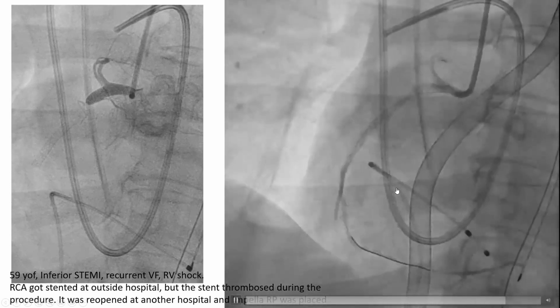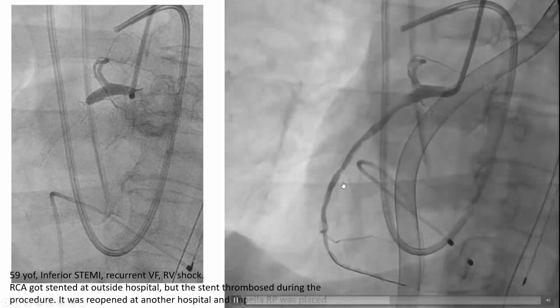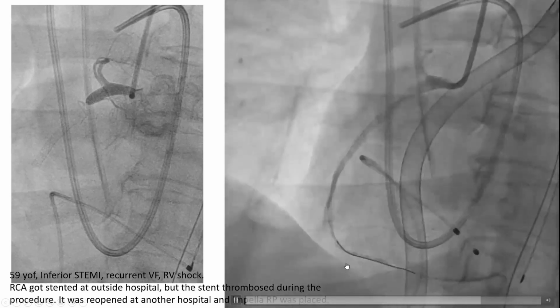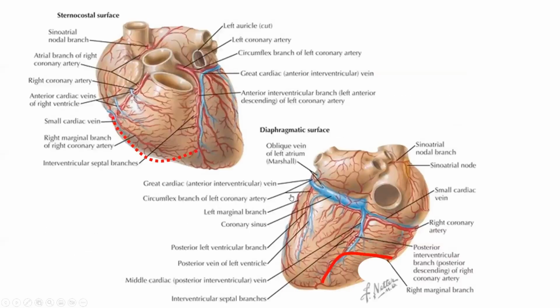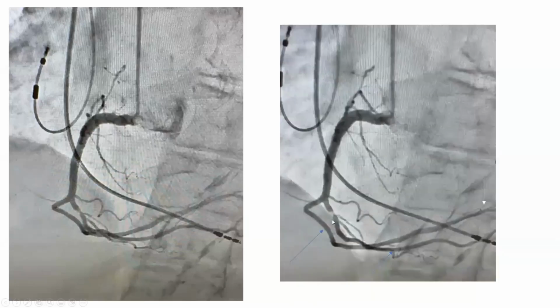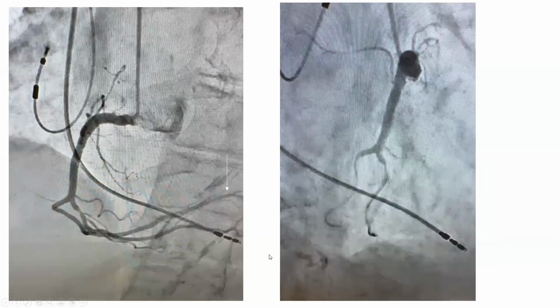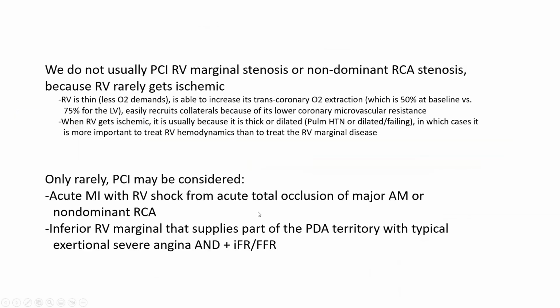Again, know those basic rules. This is an LAO view. The true RCA, if it is a dominant right, should have two bends. One bend here and one bend at the crux. Look again. One bend and another bend at the crux. Okay? Two bends. Or here you can see you bend here at the margin of the heart, and you bend again at the crux of the heart, intersection of AV groove and inferior septum.